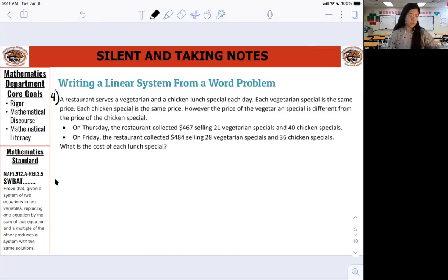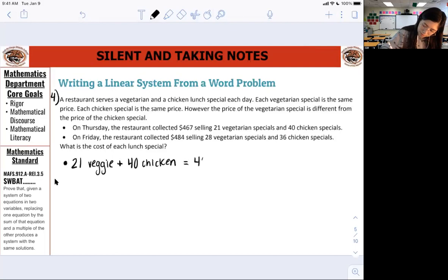Perfect. Okay. So this is again kind of similar, right? We have a situation where we have money. So we're going to have a money equation, and then we're going to have an amount equation. So let me write down my important information. So we know that there were 21 vegetarian and 40 chicken specials on one day, and that was 467. And then on another day, they had 28 veggie.